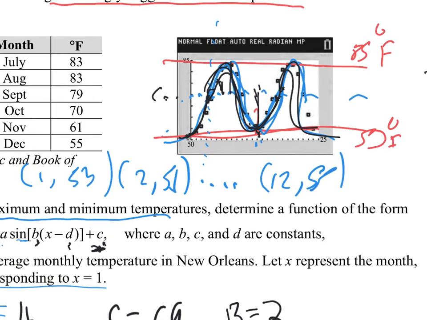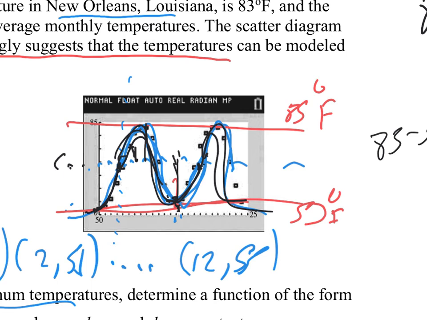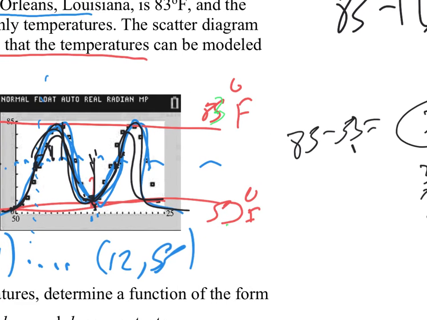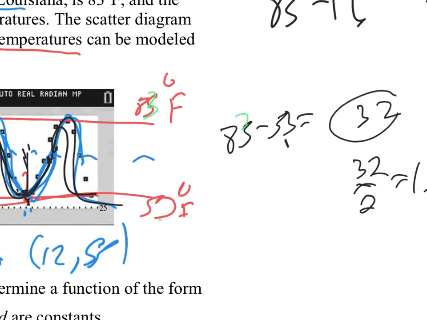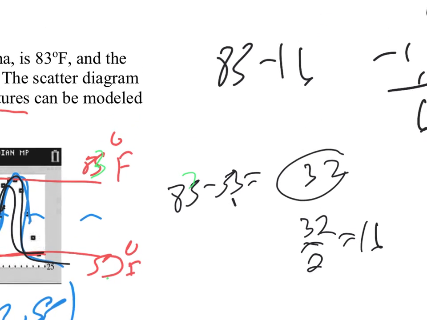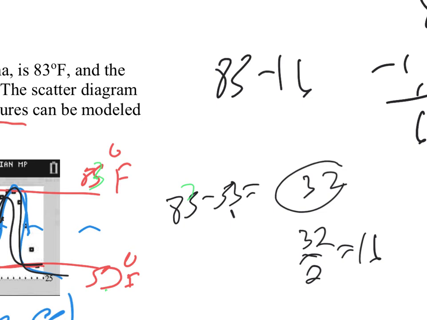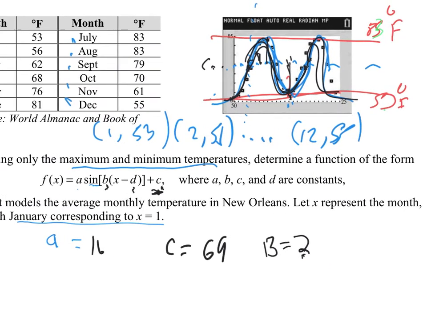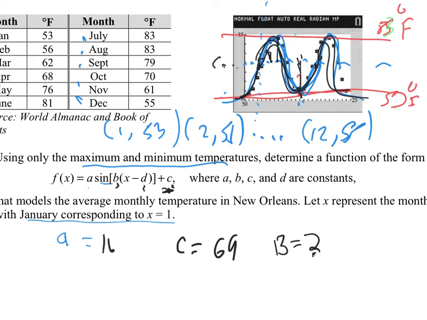Before I do D, I noticed I read my number wrong here. This is an 83, not an 85. That's a 53. 83 minus 53, not 85. So what's 83 minus 53? That would be 30. Then half of 30 is 15. Okay, so that changes my, if this distance is 30, then half of that is 15. So that's going to change that.